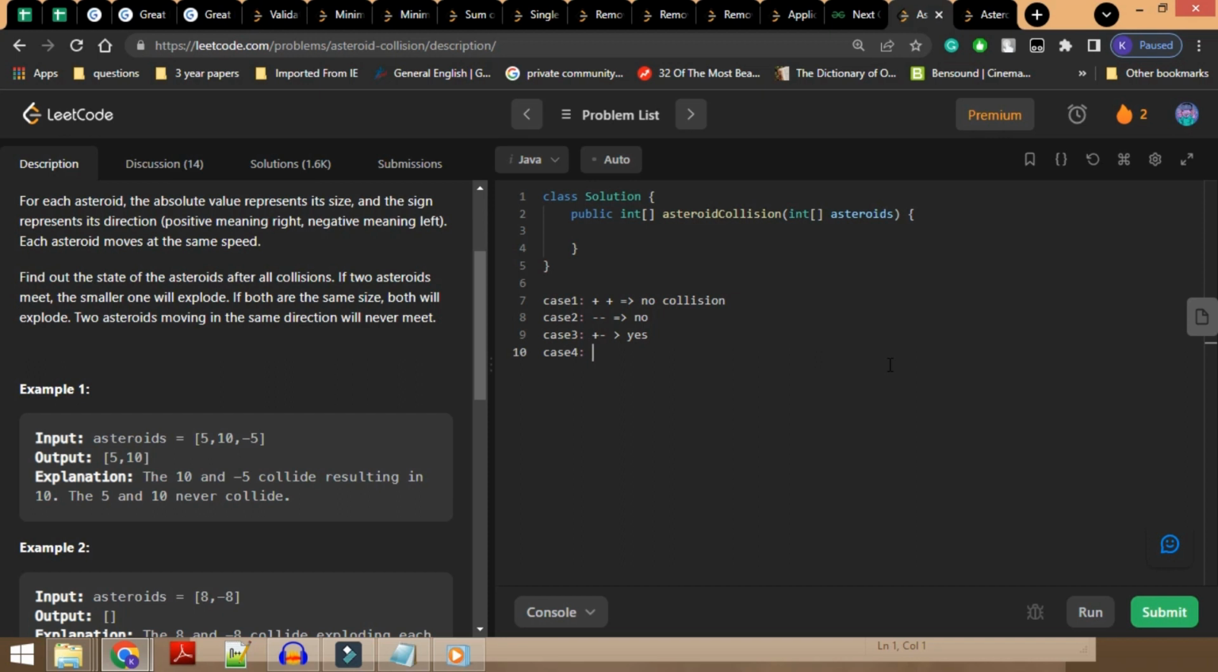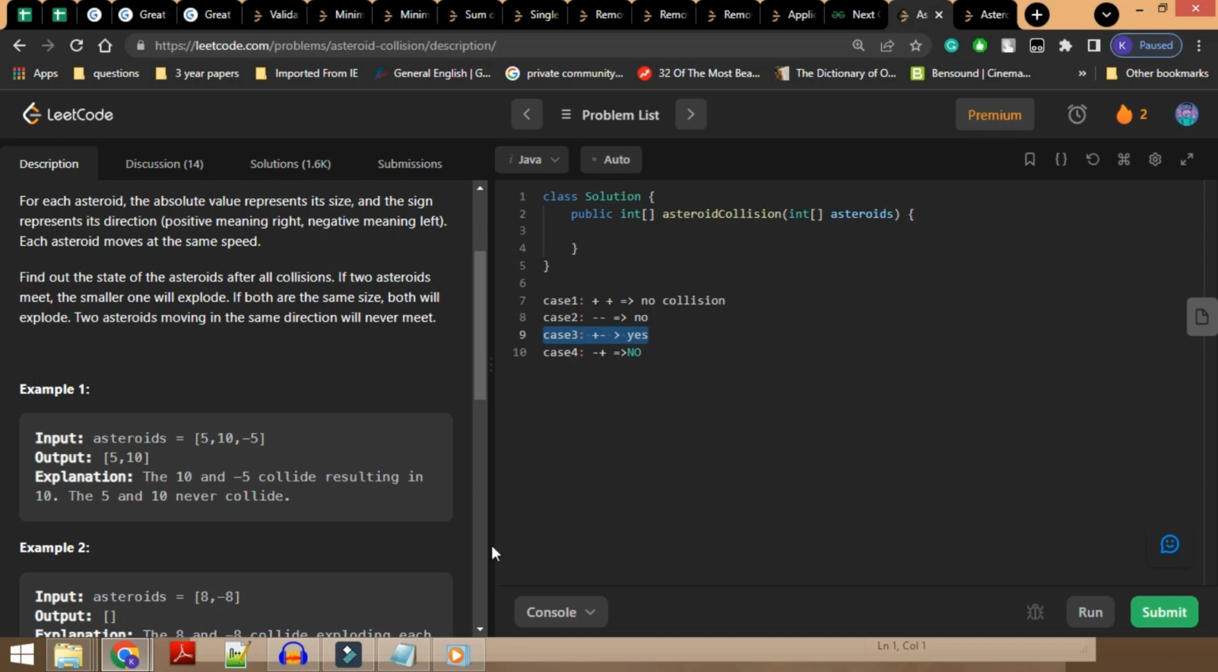Case 4 is when one is moving in the negative x and one is moving in the plus direction, right? So one is moving in the negative x and one is moving in the right hand side, so that means there is not going to be any kind of collision. So this is also one of the cases we don't need to worry about. So these are basically the 4 cases, out of which we have to build the logic only for this particular case. We don't need to worry about all the other cases, and that's what we're going to be doing in this particular question.